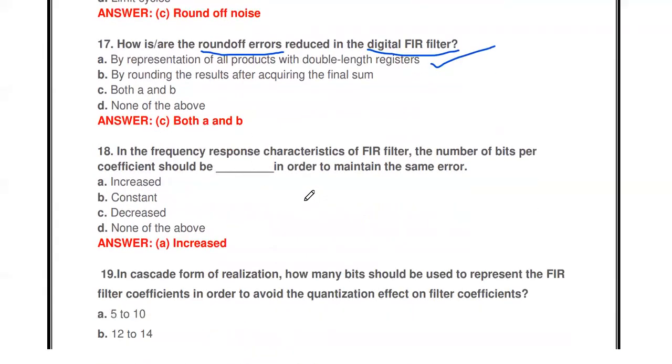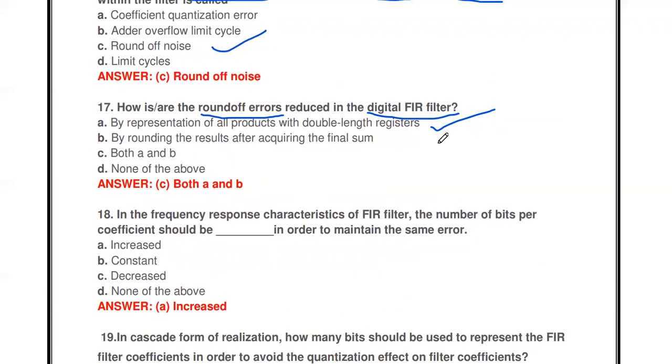That is one thing. And another one, by rounding the result after acquiring the final sum. Instead of rounding individual data after addition, if you perform the rounding process at the end, that will also reduce the round off error. So both A and B is the answer. These are the only two ways to reduce the round off error in digital FIR filters.